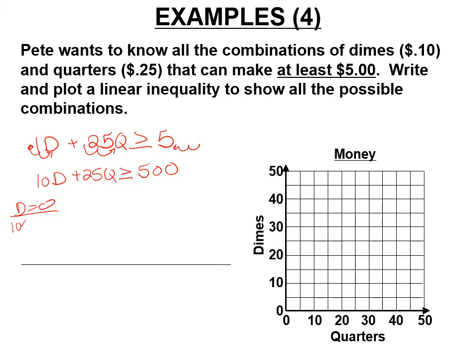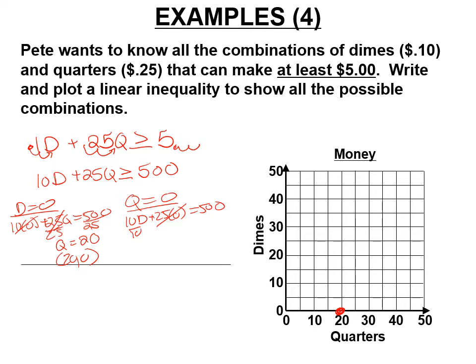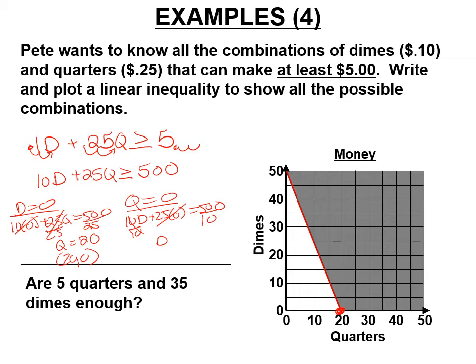If D equals 0, we have 10 times 0 plus 25Q equals 500. And divide both sides by 25. 25 goes into 50 twice, so this is 20. So this is Q, so Q is on the bottom, so that's 20, 0. And here, Q equals 0. So we're putting in the bottom one, 10D plus 25 times 0 equals 500. Divide both sides by 10, and D equals 50, so it's 50, 0.